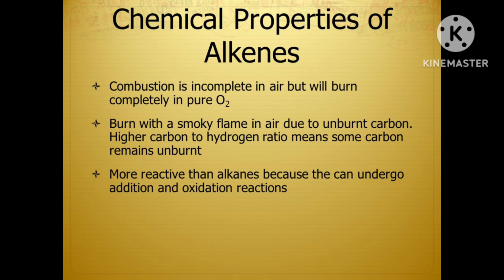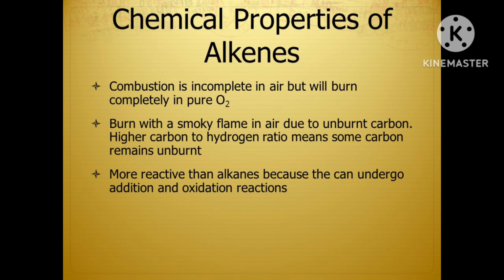eliminates one molecule of halogen acid. Halogen acid means maybe HCl, HBr, HI like this, to form alkenes. It eliminates one molecule of halogen acid to form alkene. This reaction is known as dehydrohalogenation. Dehydrohalogenation is the removal of halogen acid.